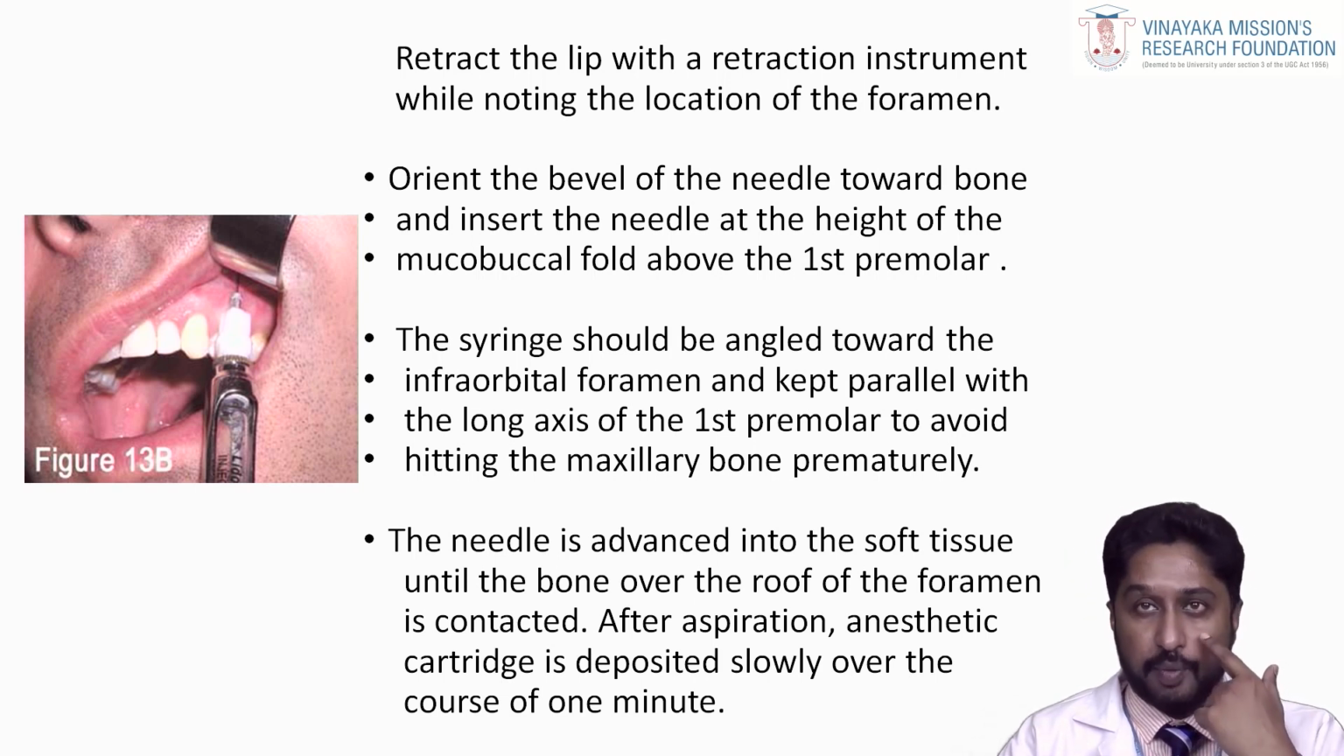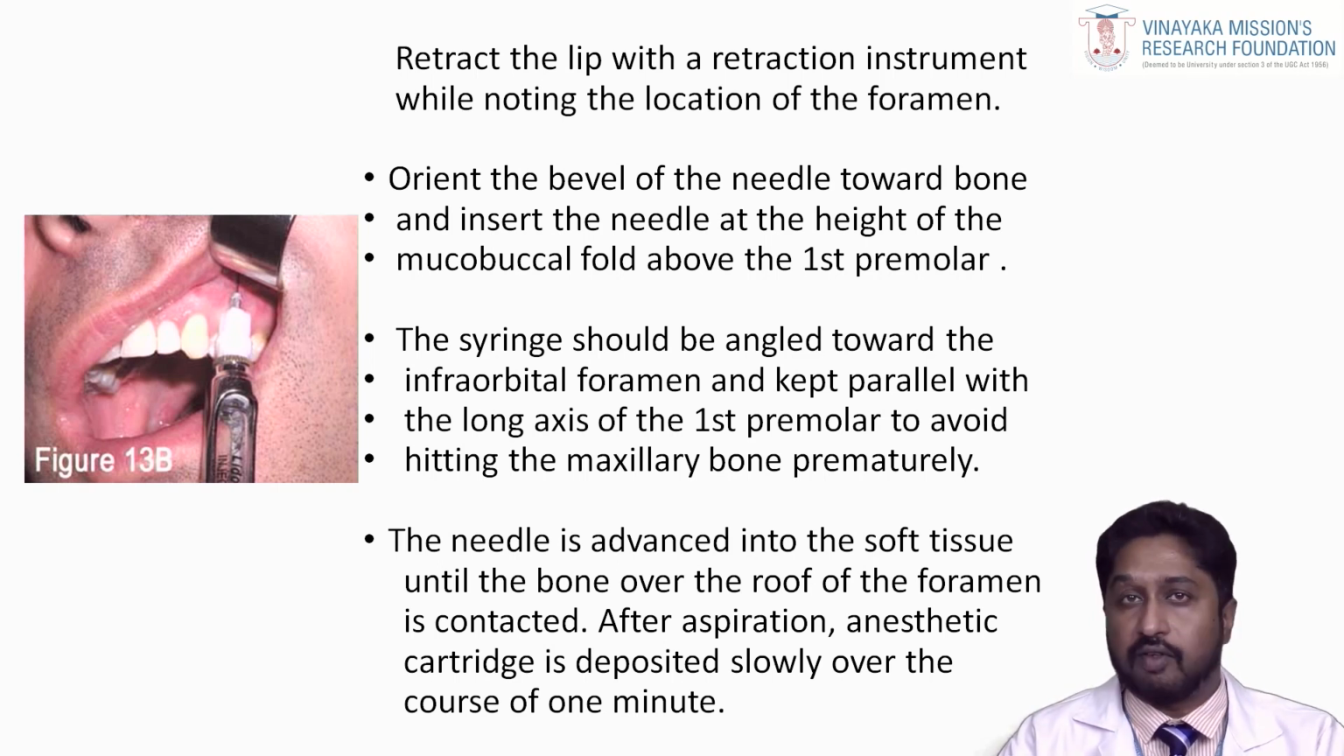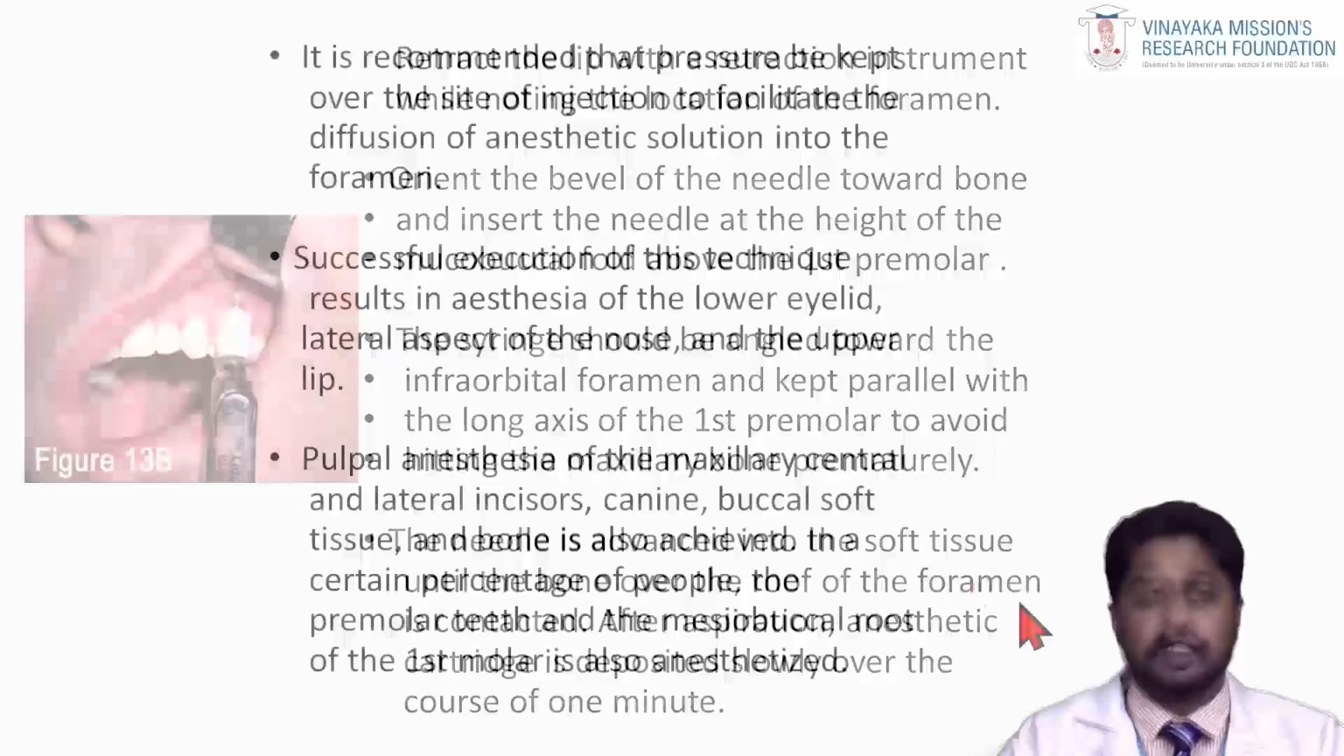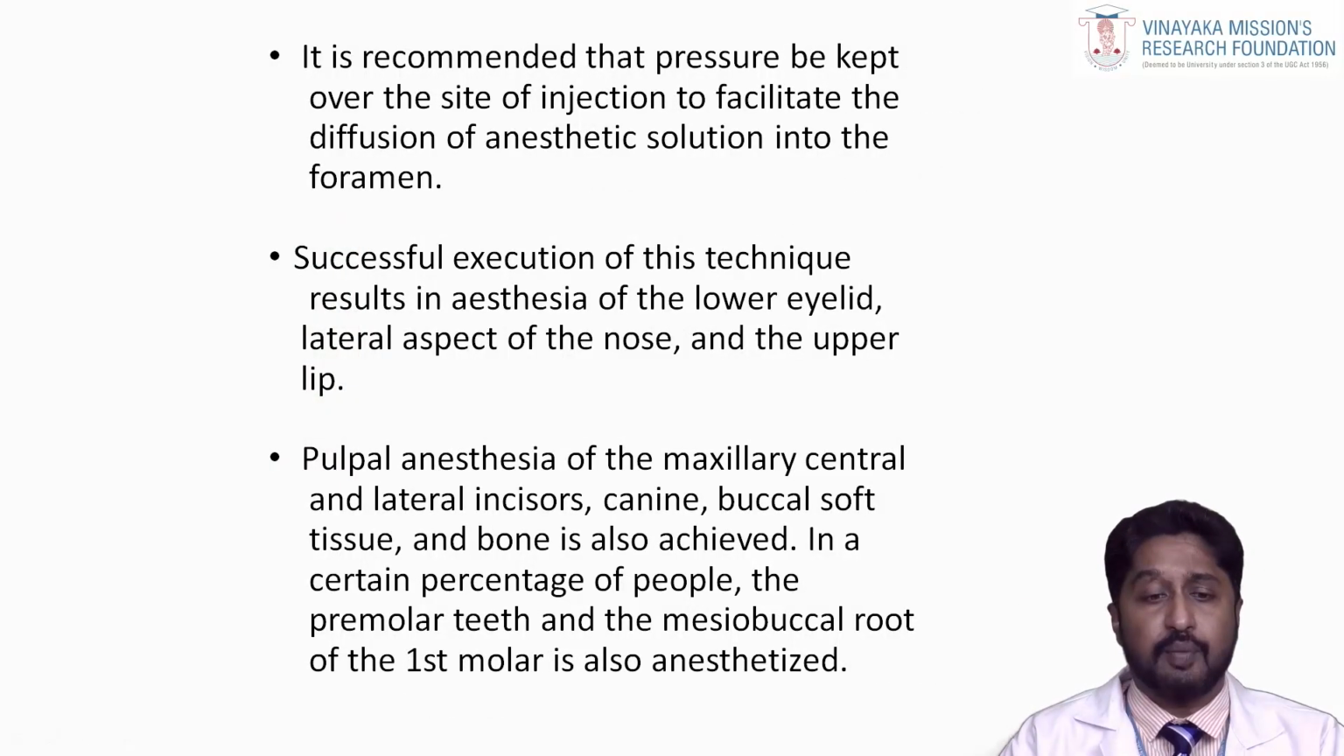So you will keep one finger over that particular area, and for the premolar region you will be inserting the syringe over that area, and you can feel the syringe going in. It should not be going into the foramen but onto the infraorbital notch area. So it is recommended that pressure is kept over the injection site to facilitate the diffusion of anesthetic solution into the foramen. So as I told you, you always have some pressure over that particular area when the needle has been injected.